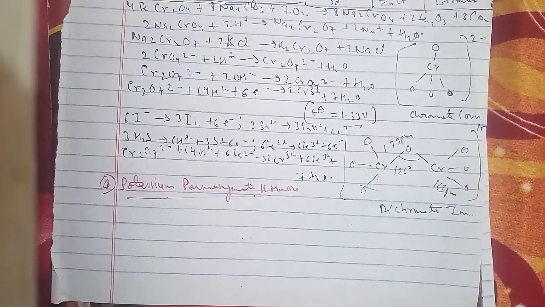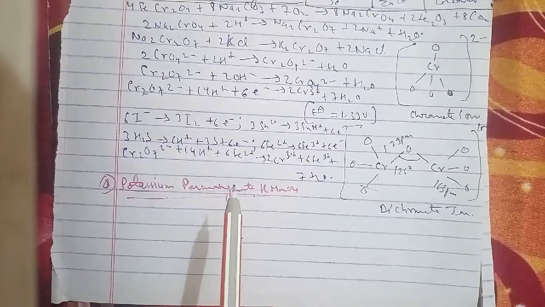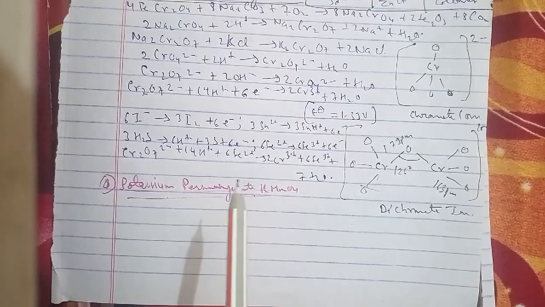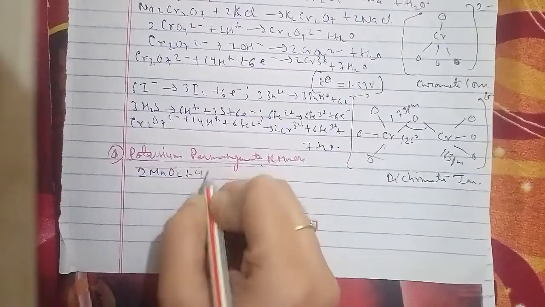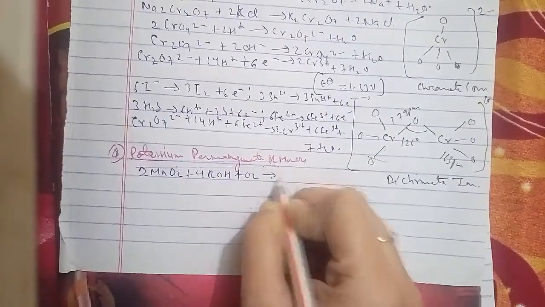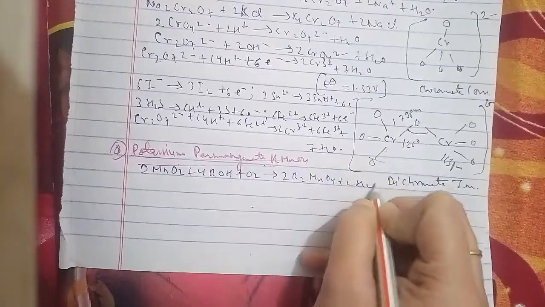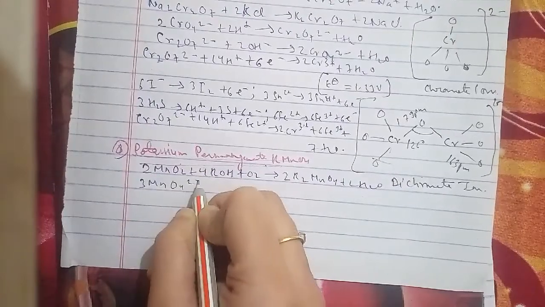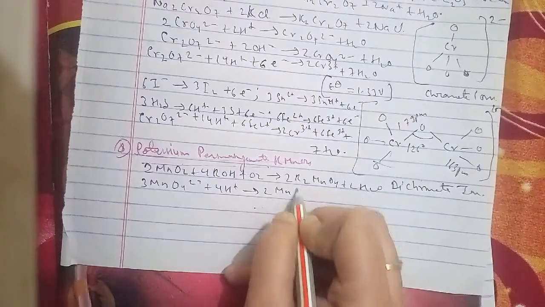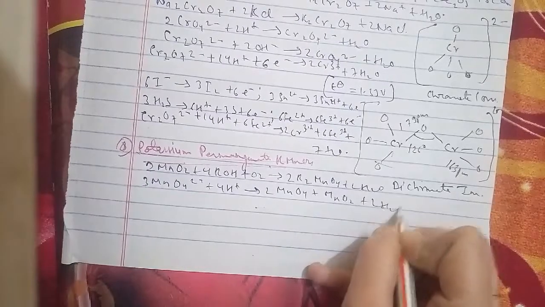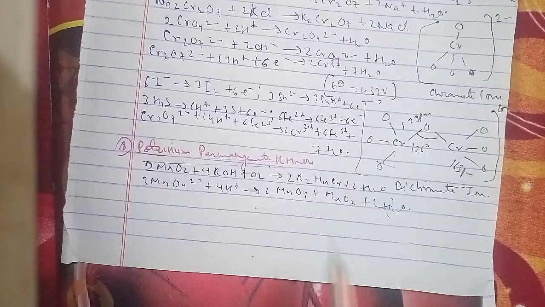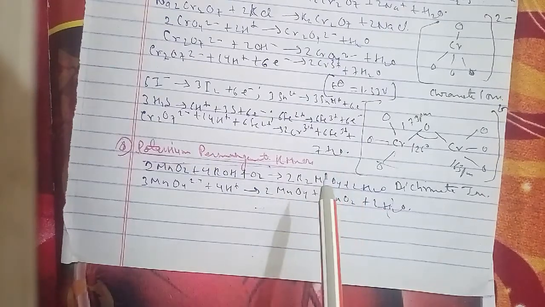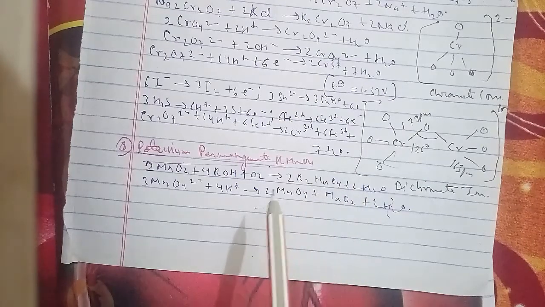The reaction is MnO2 fused with KOH and oxidized with air or KNO3 gives MnO4 2-, the manganate ion. Then MnO4 2- gives permanganate by electrolytic oxidation in alkaline solution.